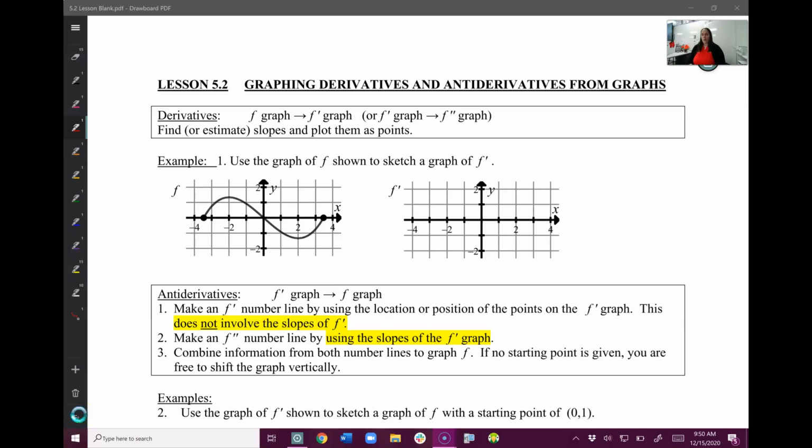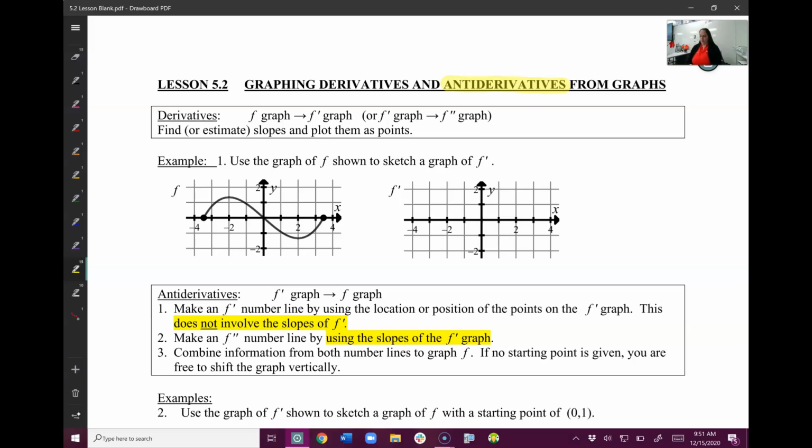Welcome to lesson 5.2, where we're going to talk about more graphing and derivatives. Now this one is about sketching graphs of derivatives, and here's a new vocabulary word, antiderivatives, which we'll talk about more in just a second. So first off, let's do a little reminder.